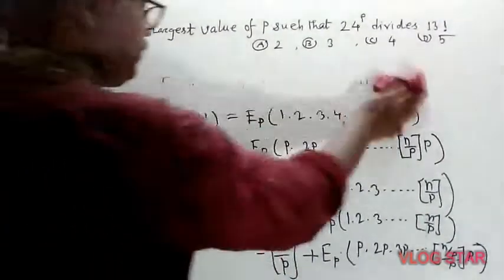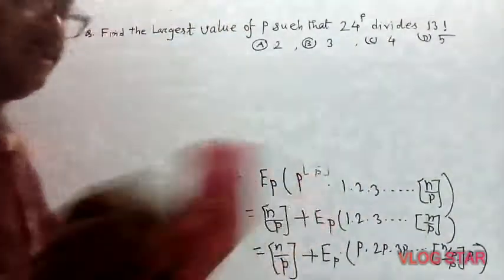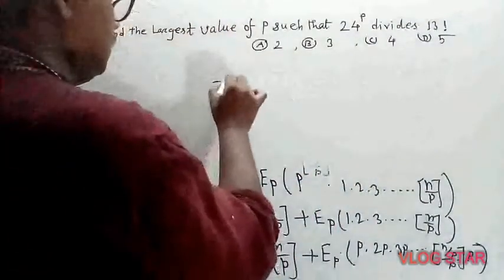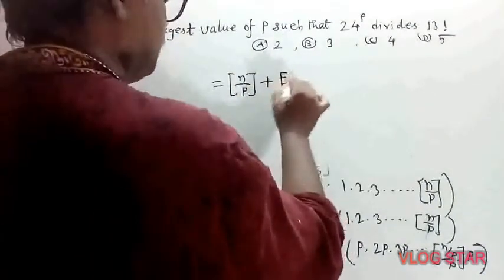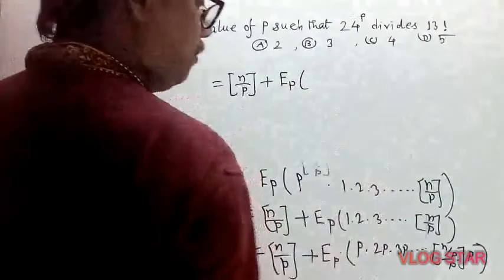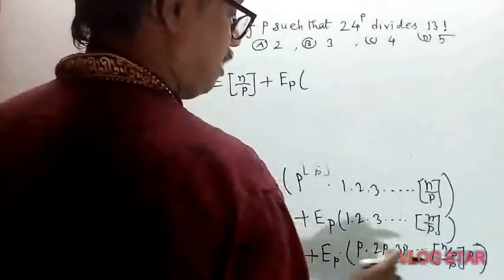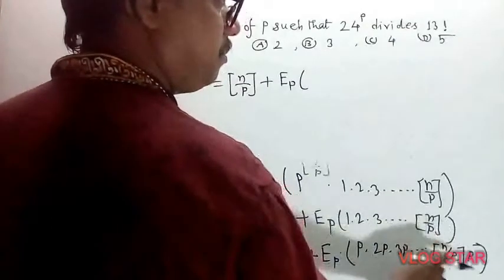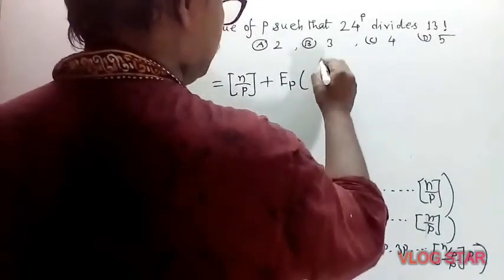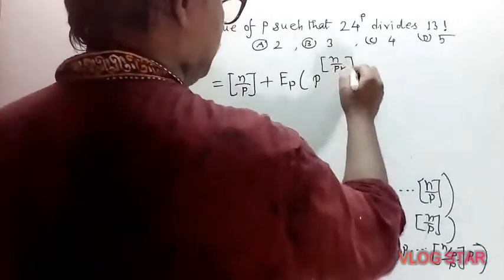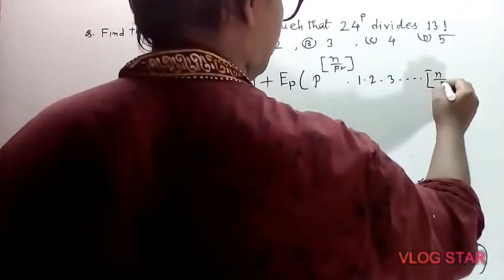Then this can also be similarly written as n by p plus the exponent of p. How many? n by p, that is, n by p square. How many p's are there? n by p square, box, the greatest integer value of n by p square. So p power n by p square, into the remaining factors 1, 2, 3 up to n by p square.